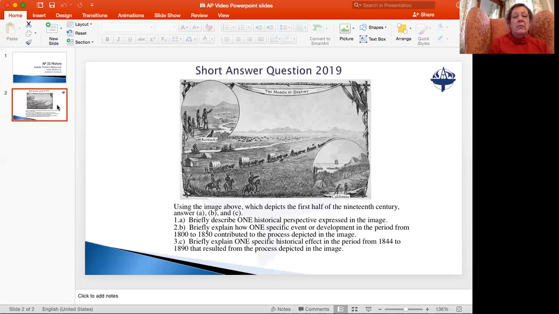That is what I mean by an explanation. You don't just list, there was the Kansas-Nebraska Act, or there was the Wilmot Proviso. If you do not explain how that result is tied to the idea of Western expansion, then you will not receive credit for the question.